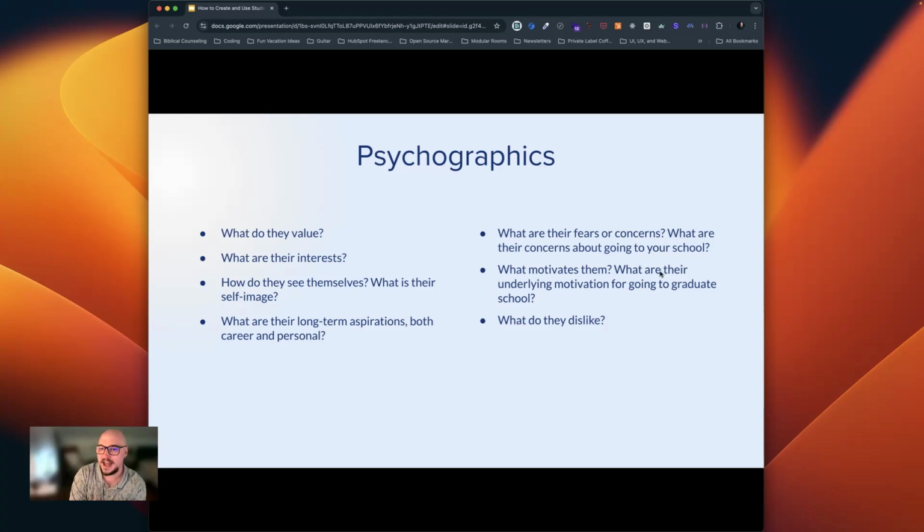And specifically, how about the fears and concerns they have with going to your school? What are their motivations? Why do they want to do it in the first place? What do they like? What do they dislike? See, all of that information is going to affect how you create your marketing campaigns, what topics you specifically address, what topics you stay away from, and what pain points you're going to hone in on.